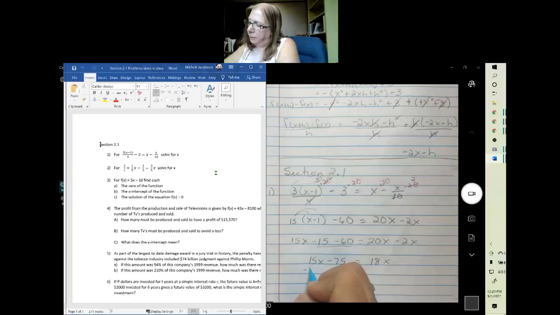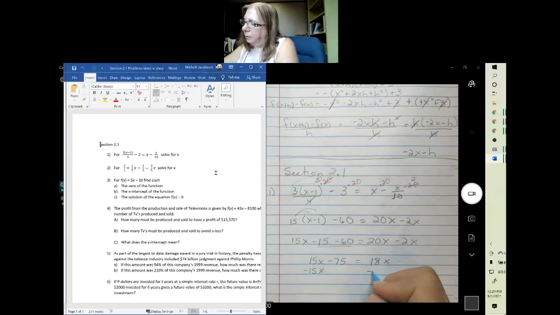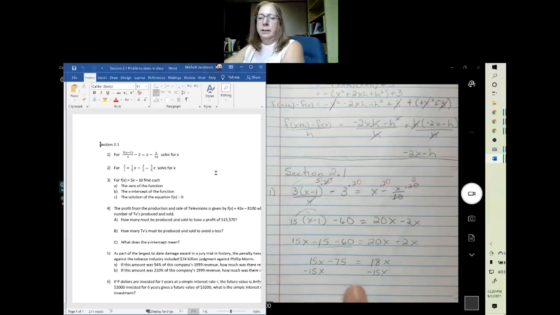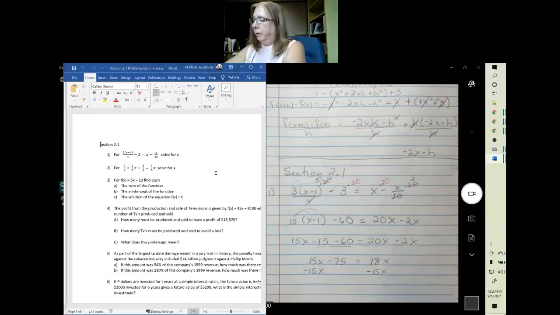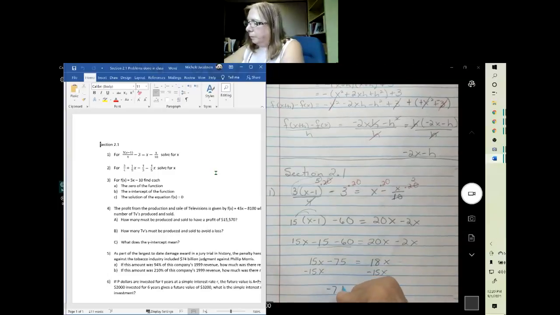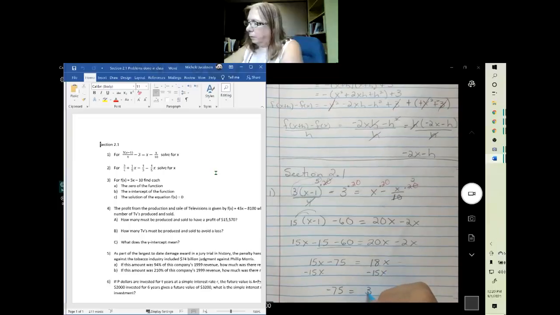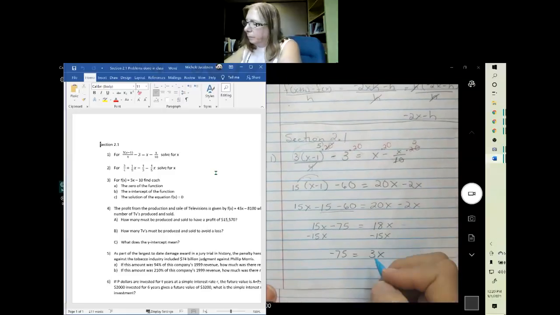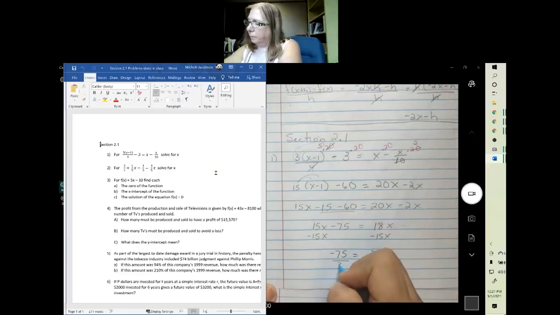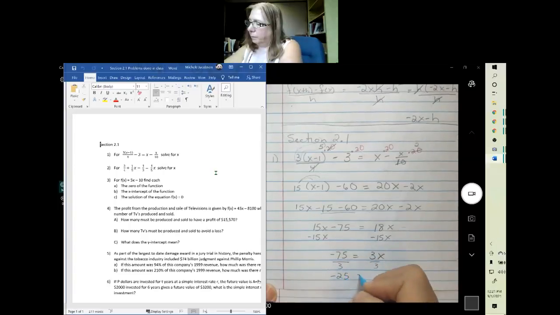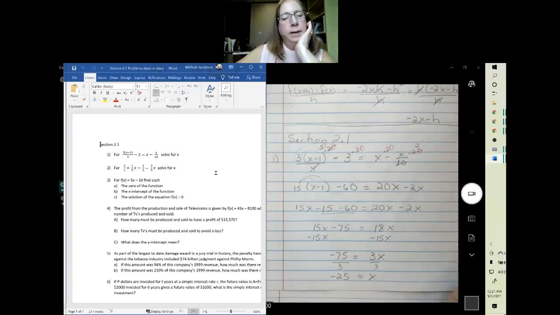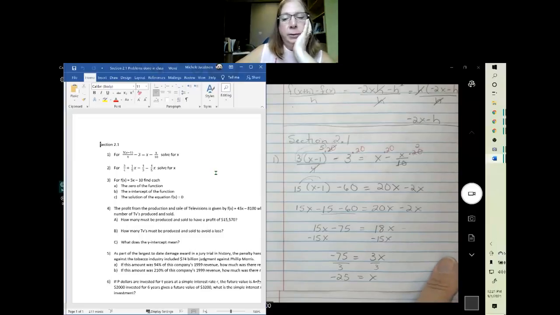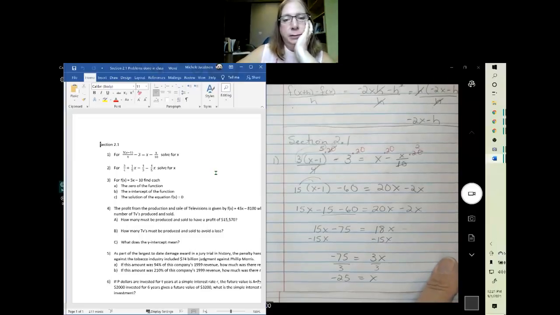I'm going to subtract the 15 to the other side. The reason I'm moving the x this way is because there's only this constant. There's not one here. So when I bring it over, it makes it easier to solve. 3. So x is a negative 25. Any questions on that?